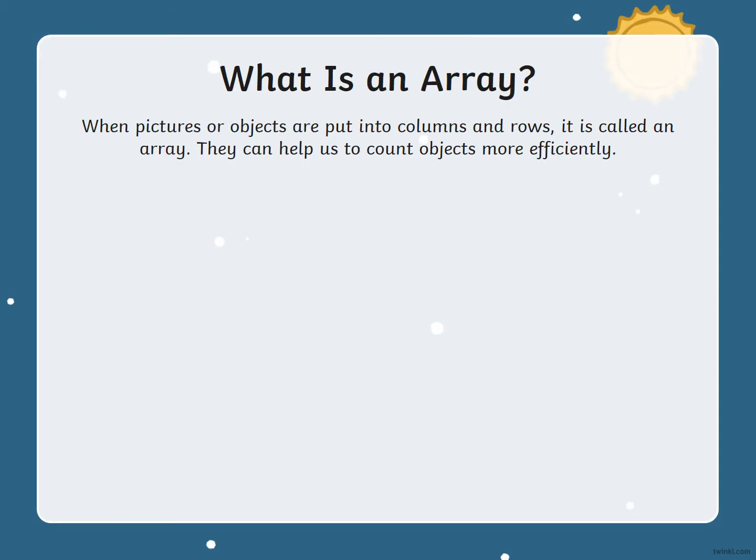Well, what is an array? Just to remind you, an array is when pictures or objects are put into columns and rows, and it's called an array. They can help us to count objects a bit more efficiently. So efficiently, a bit quicker, and a bit more easily.